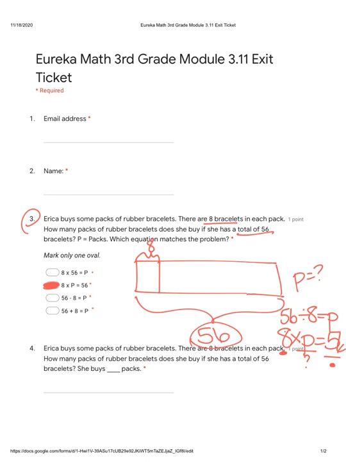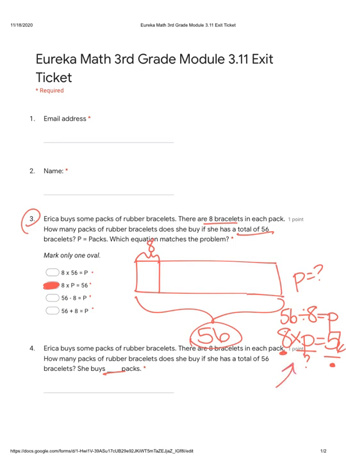Number 4. Erica buys some packs of rubber bracelets. There are 8 bracelets in each pack. How many packs of rubber bracelets does she buy if she has a total of 56 bracelets? She buys blank packs. Now here they are asking us to solve the equation, okay? So we don't know what P is. We are solving for P. 8 times P equals 56.